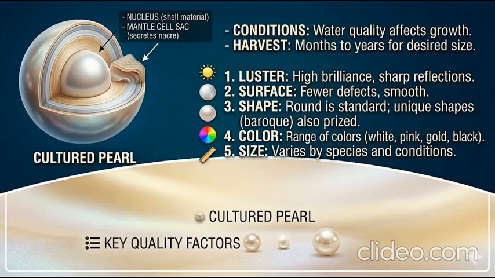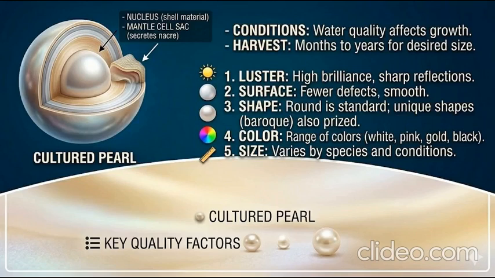Not all pearls are equal. Several factors determine pearl quality. The first factor is luster. Luster refers to the brilliance and reflectivity of the pearl surface. High quality pearls exhibit sharp reflections and a bright glow. The second factor is surface quality. Pearls with fewer spots, scratches, or defects are considered more valuable.